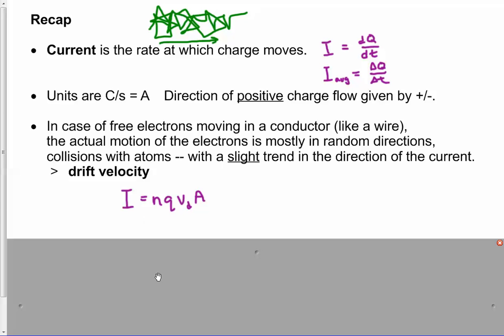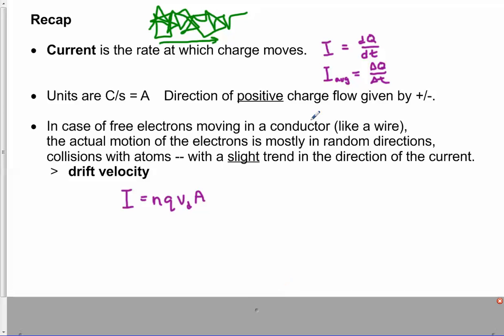And we connected that to the current with this formula, I equals nqvdA. Vd is the drift velocity. In this formula, A is the cross-sectional area of the conductor, the wire. Q is the charge of each of the charge carriers, each of the things that have charge that are moving. As I've said, usually that's an electron, so usually that will be e, 1.60 times 10 to the minus 19. And n is a measure of how many electrons or charge carriers you have per cubic meter.